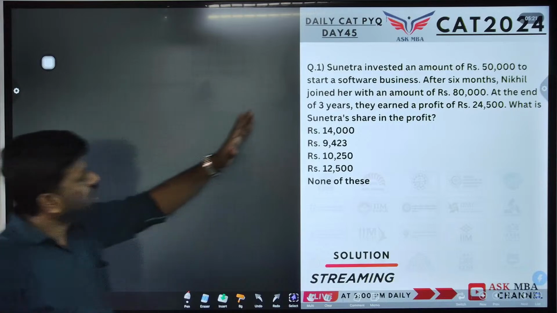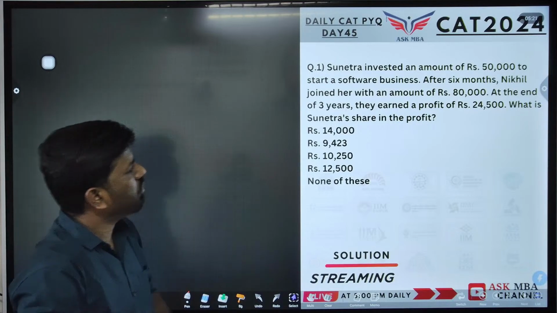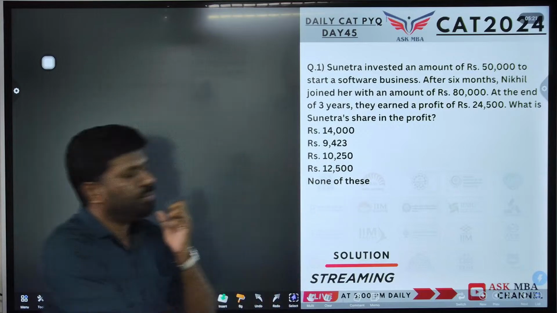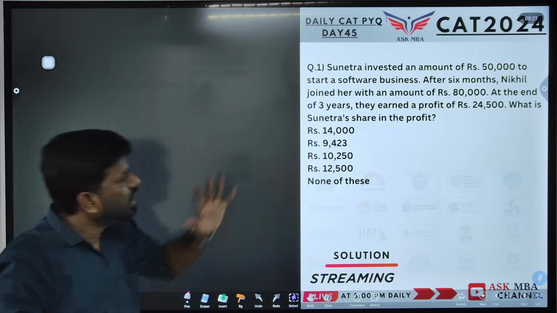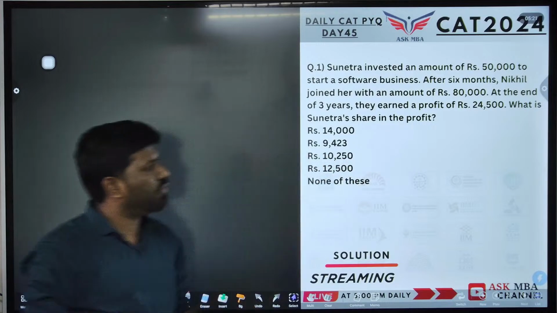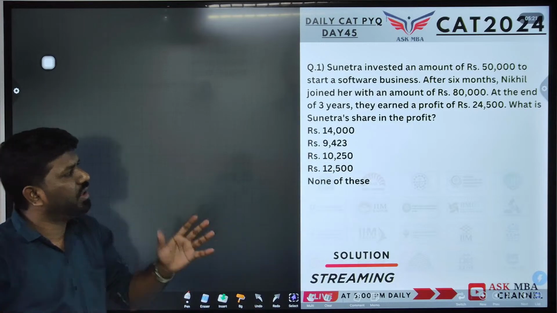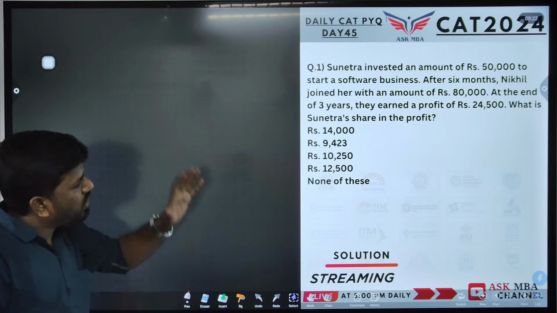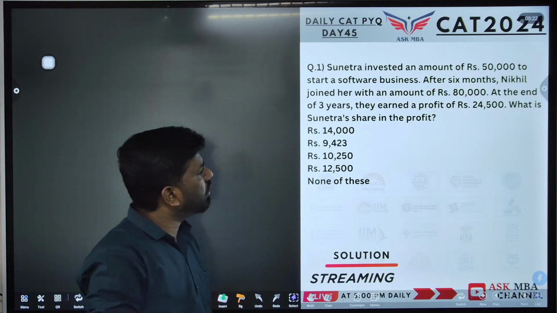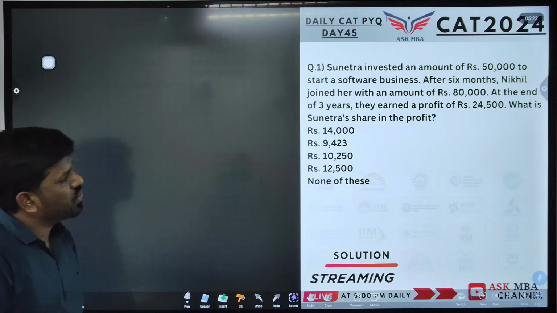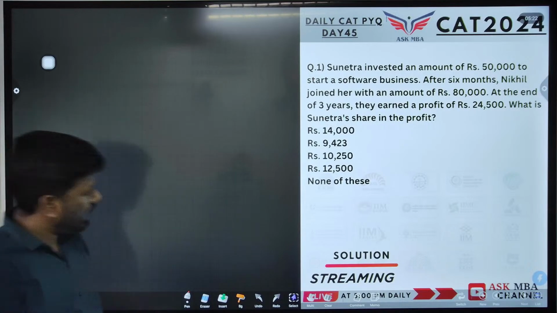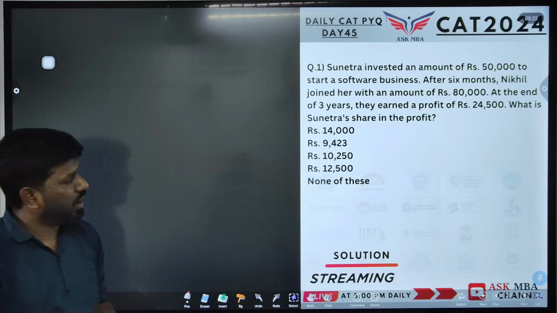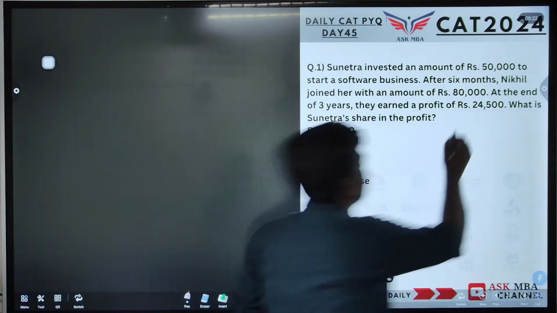The question is: Sunitra invested an amount of rupees 50,000 to start a software business. ठीक है, कुछ बिजनेस करना था तो उसने इन्वेस्टमेंट डाला. I think this question is from your profit and loss concept, where you will be using the ratio and proportion concept. After 6 months, Nikhil joined her with an amount of 80,000. So another person named Nikhil is also joining her in the business with an amount of rupees 80,000.